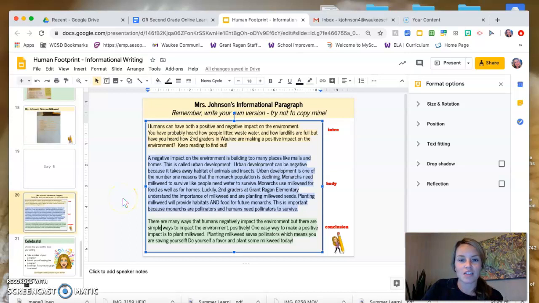So you'll see, second graders, you should have three parts to your paragraph, and your focus should be explaining the positive impact you're having on the environment, and we can't wait to read your paragraphs.